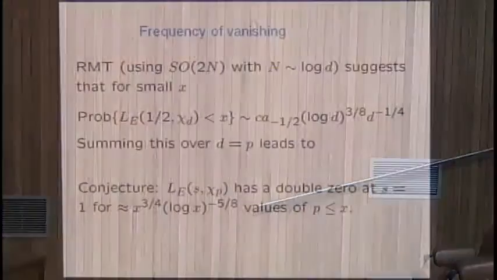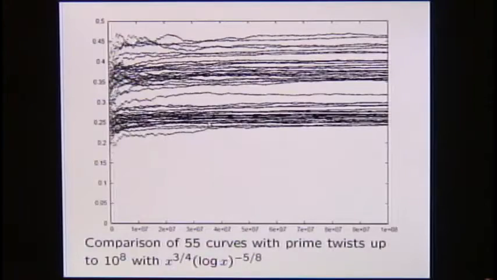Okay, and let's see. As I said, we did a ton of numerics on this. So this is 55 curves, and it's just comparing the number of rank 2, or the number of even rank curves in twists up to 100 million, and dividing that number by x to the 3/4 log x to the minus 5/8.